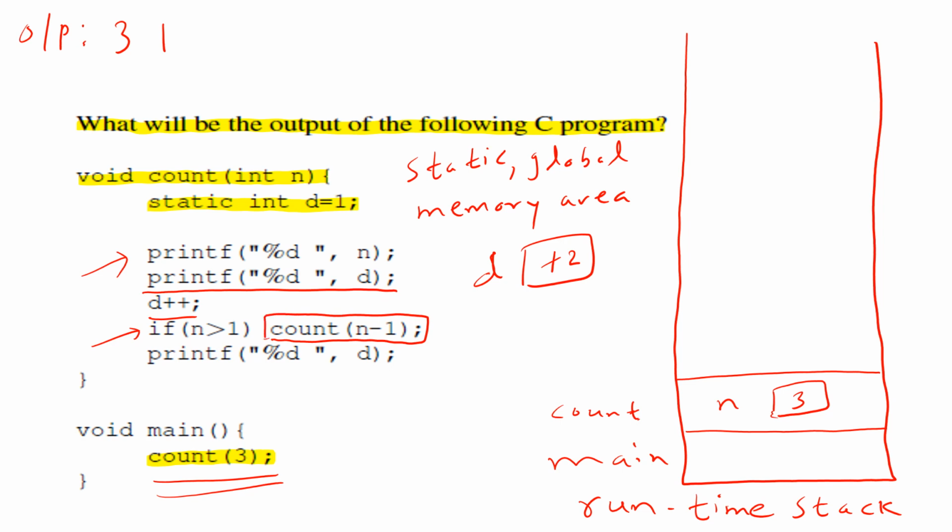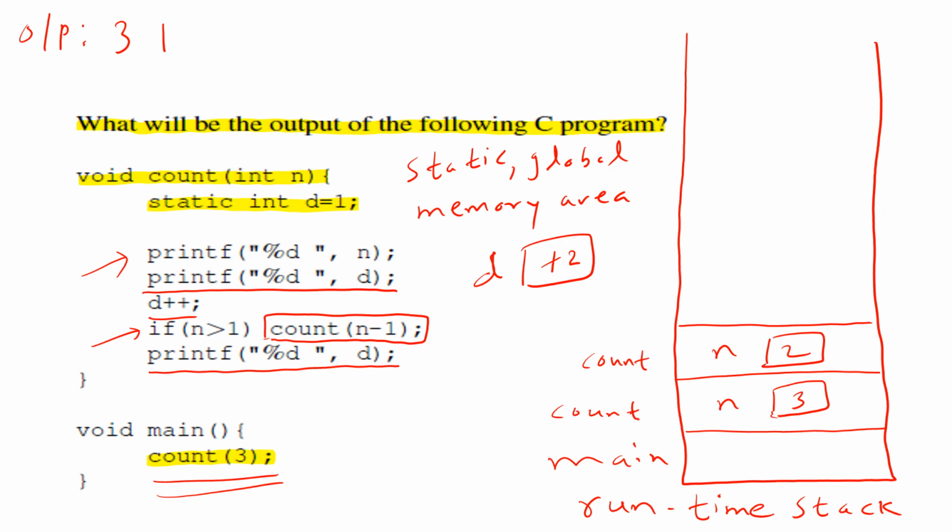So we call count again with argument 2, n minus 1, 3 minus 1, 2. Now we are into the second call to count, and we are yet to execute this printf from the first call. We will execute this printf from the first call once we reach back to the first call to count. But for now we start with the second call to count.